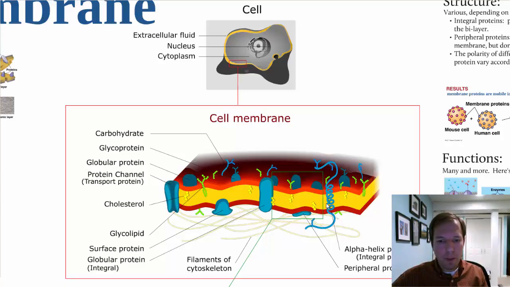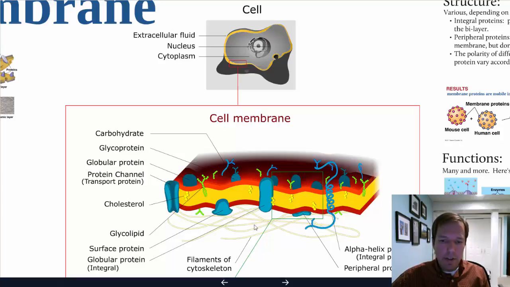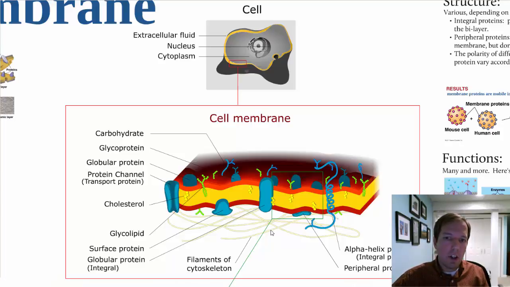On the interior of the cell, you can see that those threads represent the cytoskeleton. So there are elements of the membrane that are connected to the cytoskeleton, and that is going to assist in the function of the membrane in providing that boundary and in some cases movement for the cell.